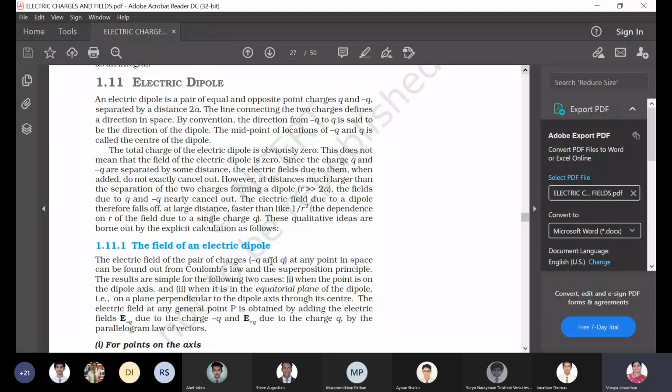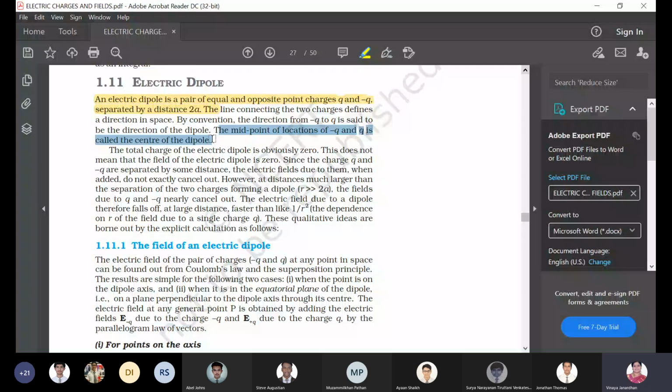Now look at this. Can you see the textbook which I'm highlighting? Now electric dipole: an electric dipole is a pair of equal and opposite charges, Q and minus Q, separated by a distance of 2a. Now, the midpoint of the location is called the center of the dipole.